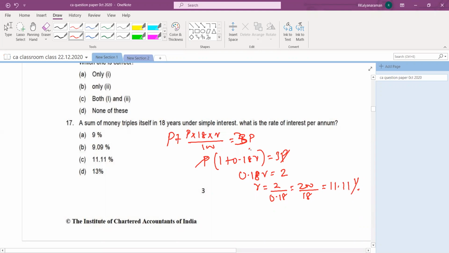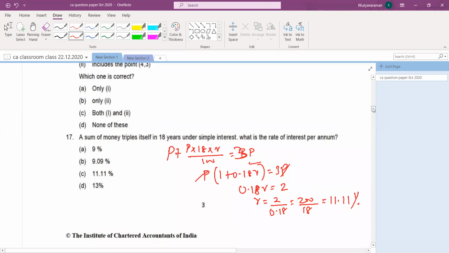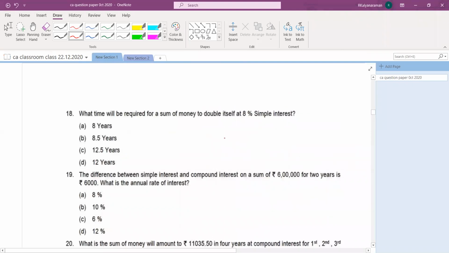Or you can use this directly as a formula. What will be required for a sum of money, same, but here it is 1 plus 0.08 n, which is equal to 2P. So P will cancel, and you'll get n is equal to 1 by 0.08. So this is 100 by 8. I think it is 12.5 years.